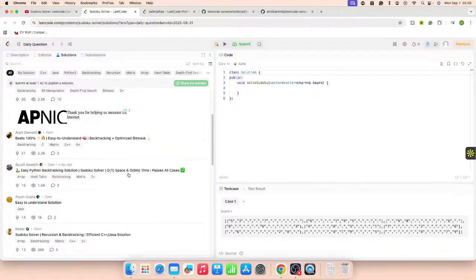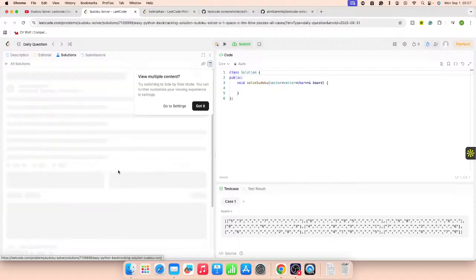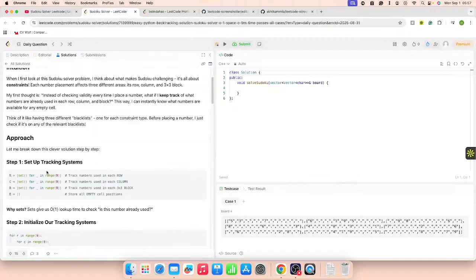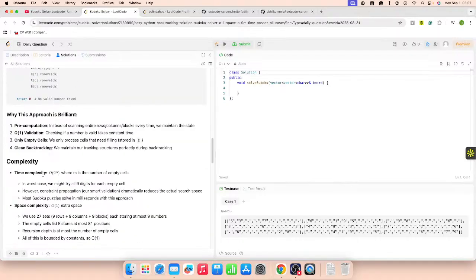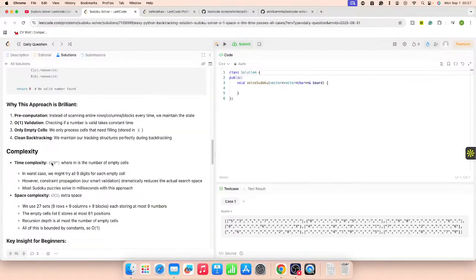Okay, order 1 space and order 9 to the power m time. What is 9 to the power m? Got it. So intuition is here. Time complexity 9 to the power m, where m is the number of empty cells. So it could be 9 to the power 9. Really? Oh, sorry, 9 to the power 81. Are you really crazy? 9 to the power 81 is very much this.